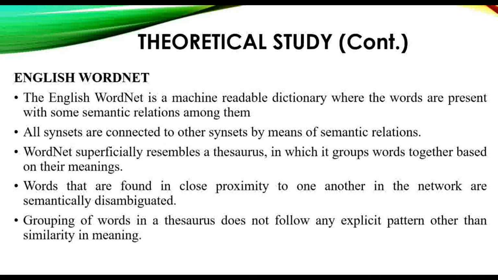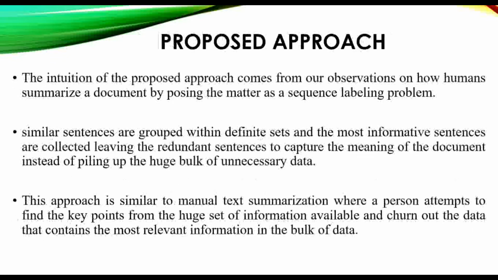WordNet. The English WordNet is a machine-readable dictionary where words are present with some semantic relations among them. This idea is used to find synonymous words and match words more efficiently while following the algorithm of intrinsic text summarization. Now I will be moving over to the proposed approach.